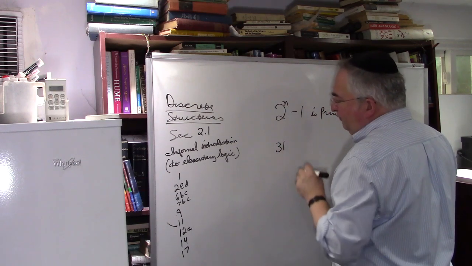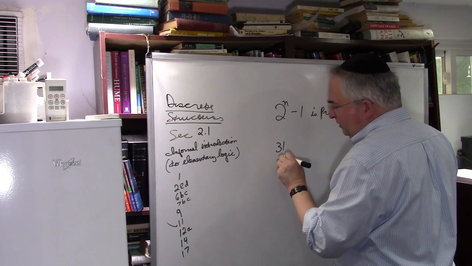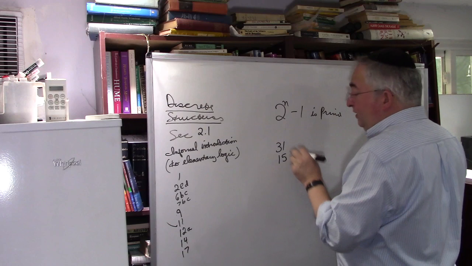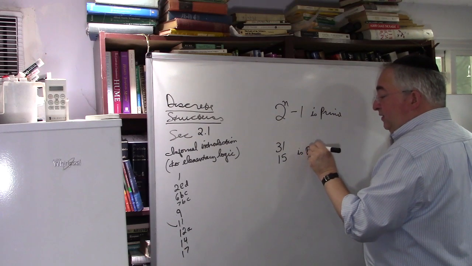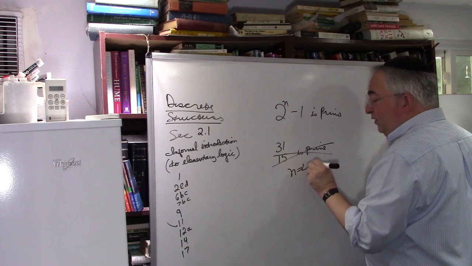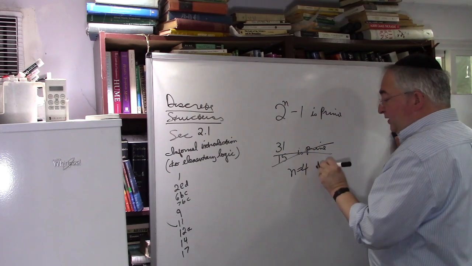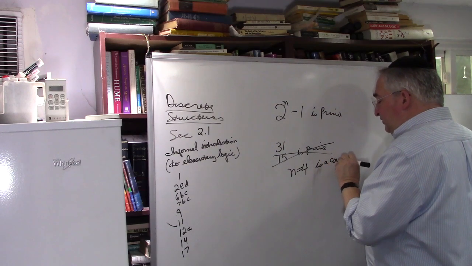How about 2 to the 4? 2 to the 4 is 16. 16 minus 1 is 15. Is 15 prime? No, this is false. So n is equal to 4 is a counterexample.